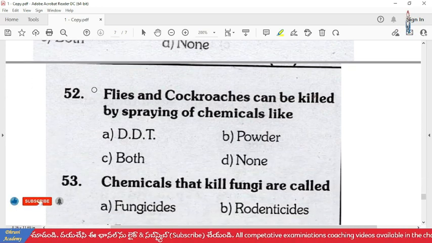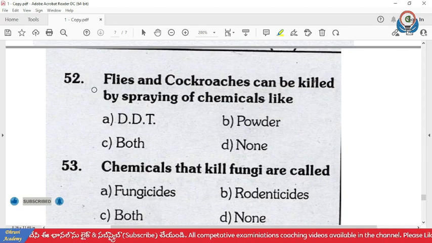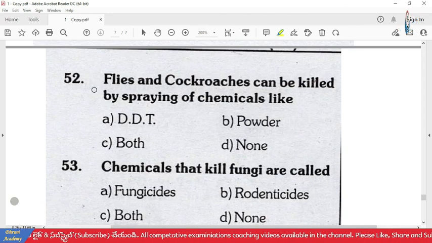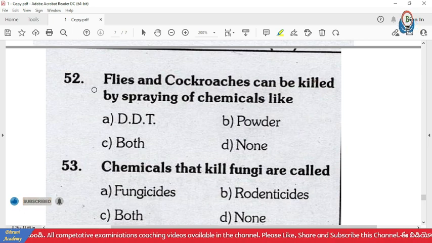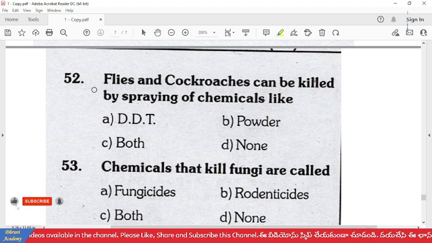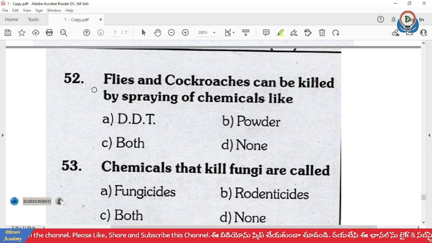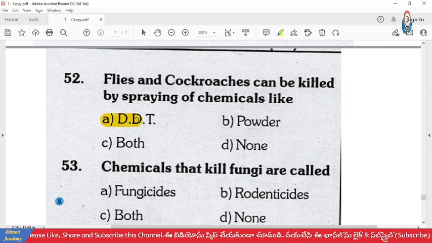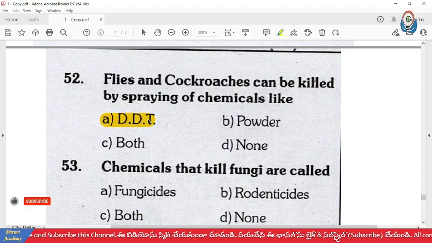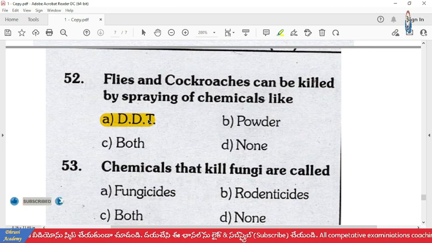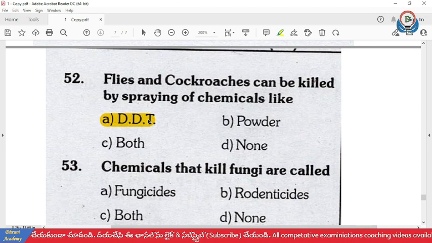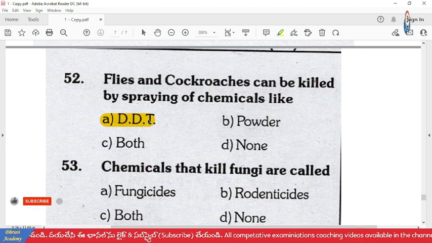Next, flies and cockroaches can be killed by spraying chemicals like: A, DDT, or B, powder, or C, both, or D, none? By spraying which chemical? The answer is DDT. DDT has been repeated many times. They can also ask its full form sometimes. It is dichlorodiphenyltrichloroethane, as I have said many times.